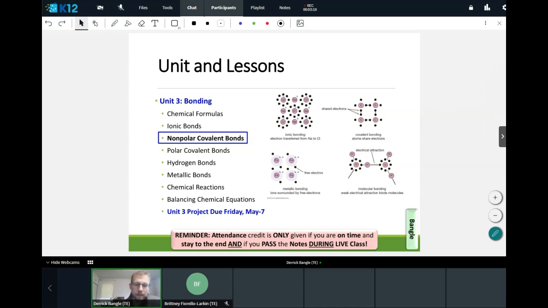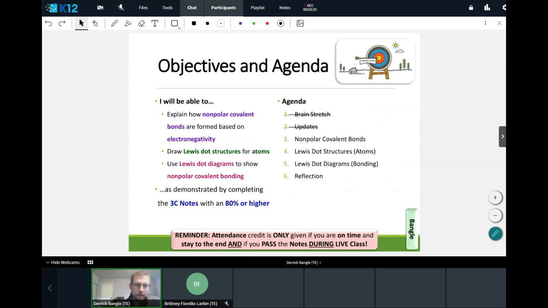The atoms are very greedy when it comes to ionic bonds. But we'll learn more about that a little later on. Specifically, we'll be able to explain how nonpolar covalent bonds are formed based off of electronegativity. So we will be reviewing that.